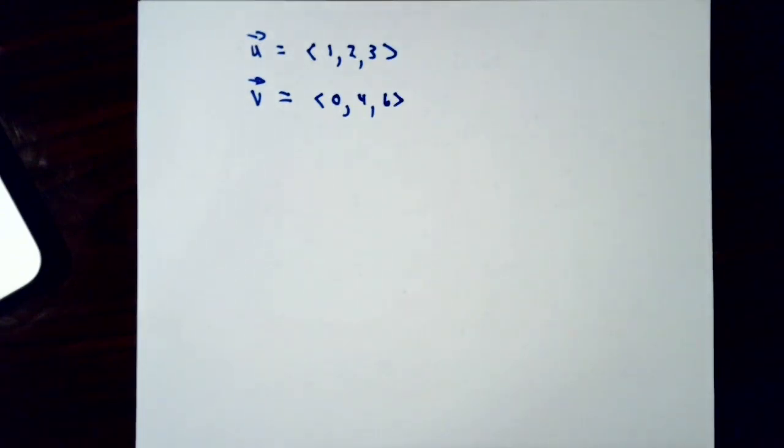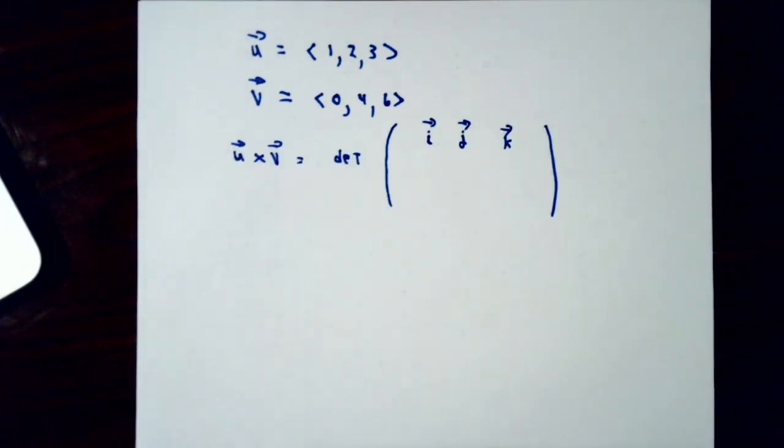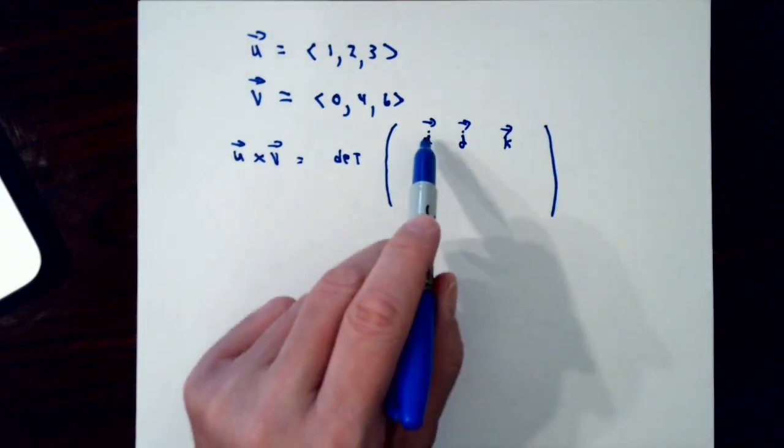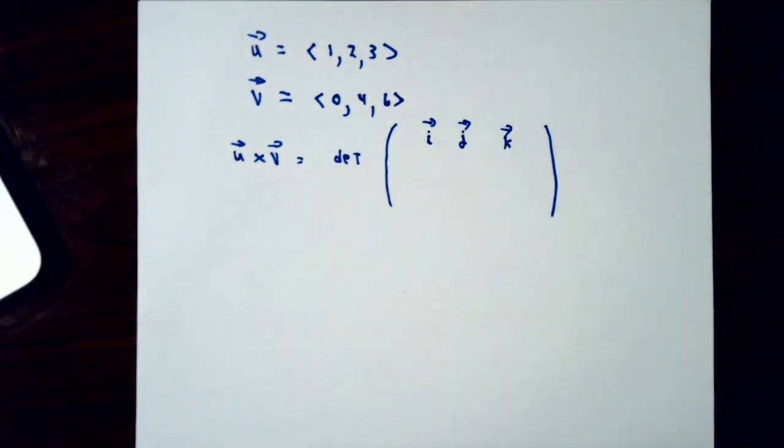To illustrate this, suppose that vector u has components 1, 2, and 3, while vector v has components 0, 4, and 6. Let's write down the determinant that represents this cross product and then work the details out. In this cross product business, our determinant will always have, as its first row, the three vectors i, j, and k. These are the vectors of length 1 that point out along various coordinate axes.